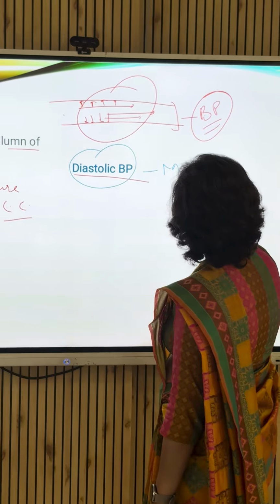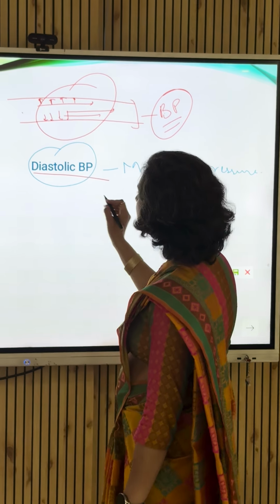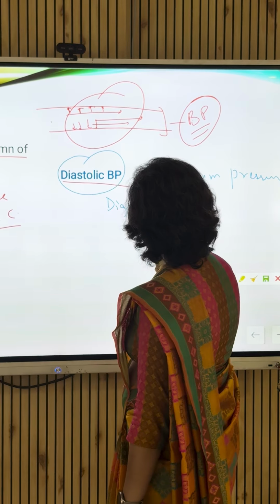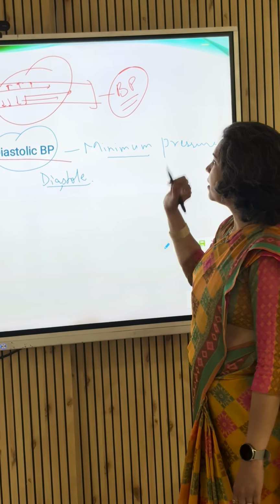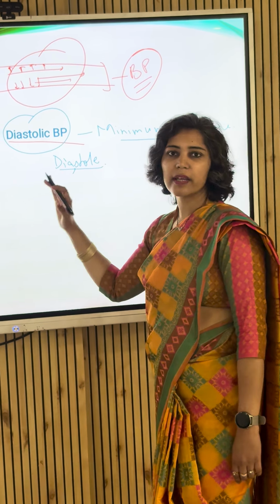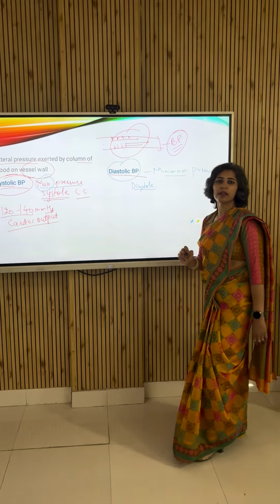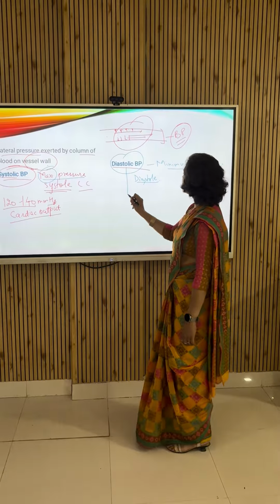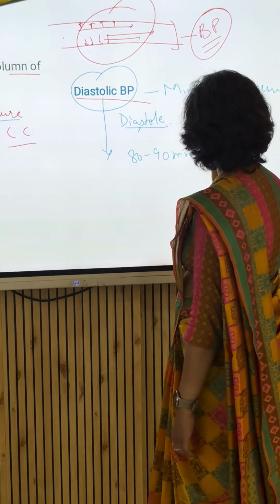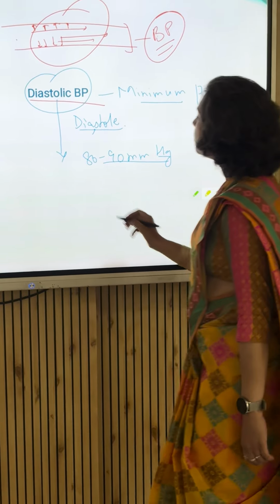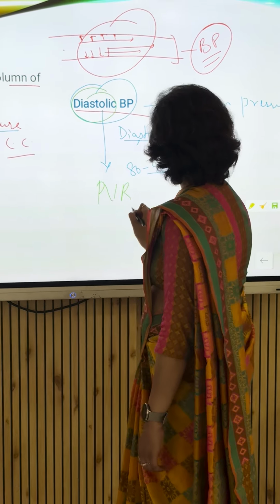Now if we talk about diastolic blood pressure, it is the minimum pressure that is exerted during the diastolic phase of the cardiac cycle. That is, this pressure is exerted before the starting of ventricular ejection, whereas systolic pressure is exerted during the phase of ventricular ejection. The normal value of the diastolic blood pressure is around 80 to 90 mmHg. And the major determinant for this diastolic blood pressure is peripheral vascular resistance.